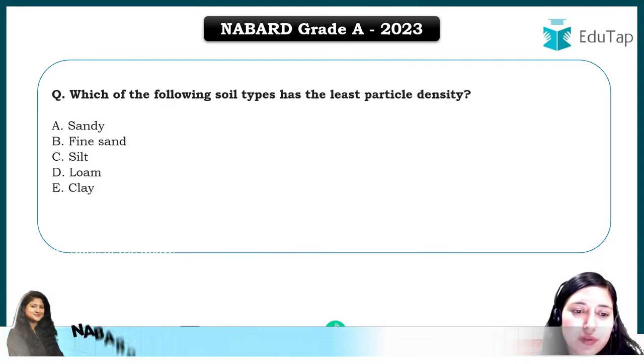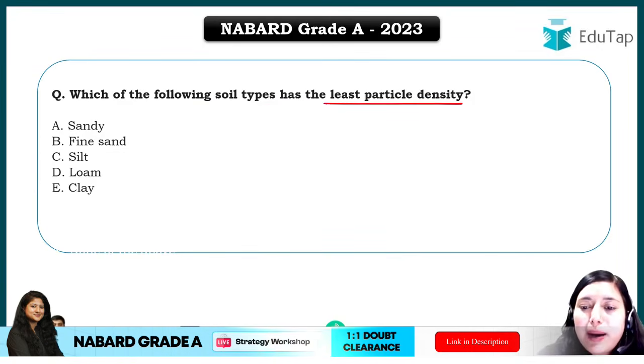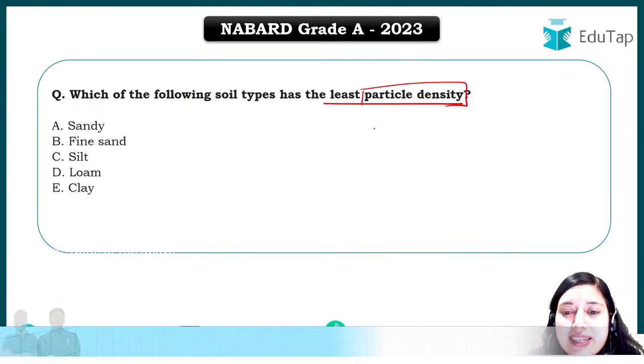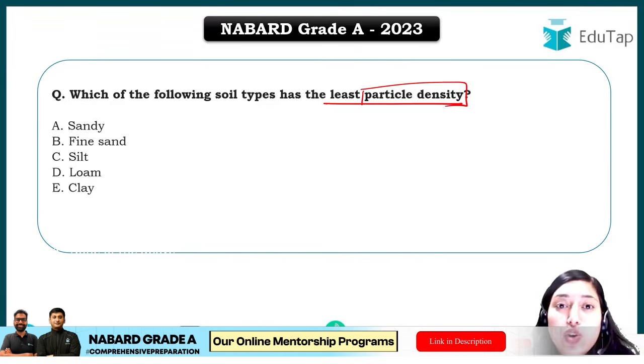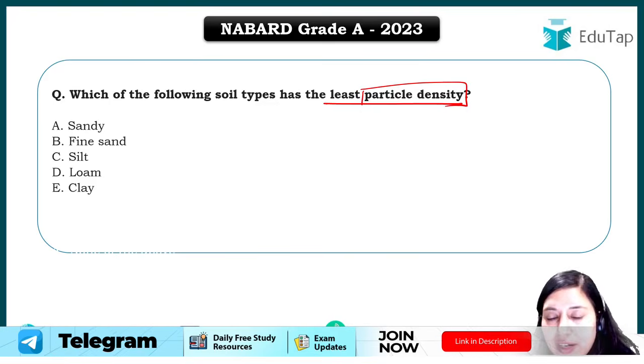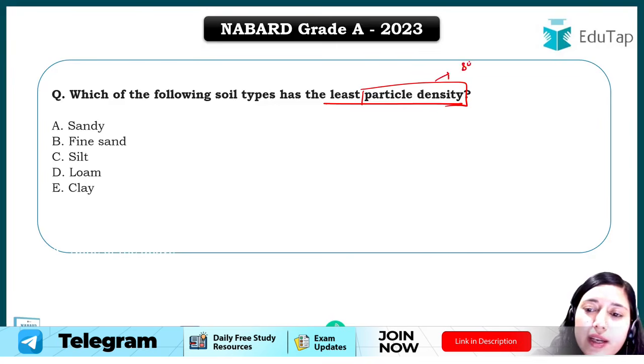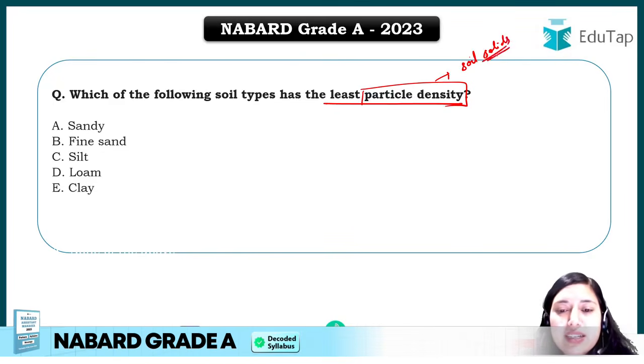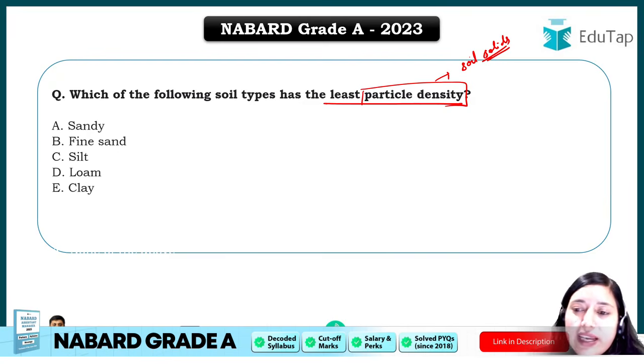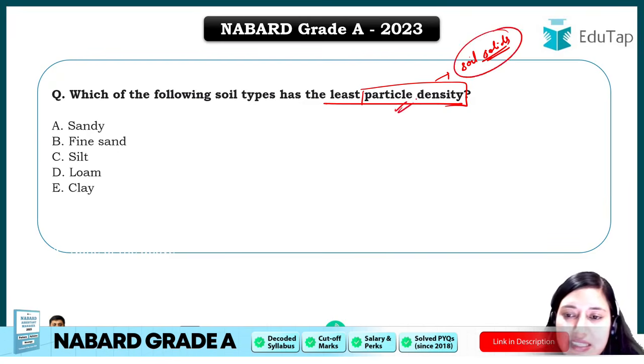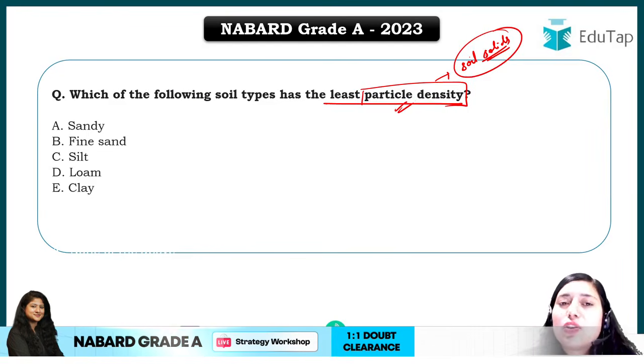The next question is, which of the following soil type has least particle density? What is particle density? Particle density is the density of soil solids. Okay, here we are not counting the weight of soil pores and soil air that we have. Rather, we are just concerned about soil solids. Right? So when we take out the density of soil solids, that is the particle density, and it is also known as real density or actual density.